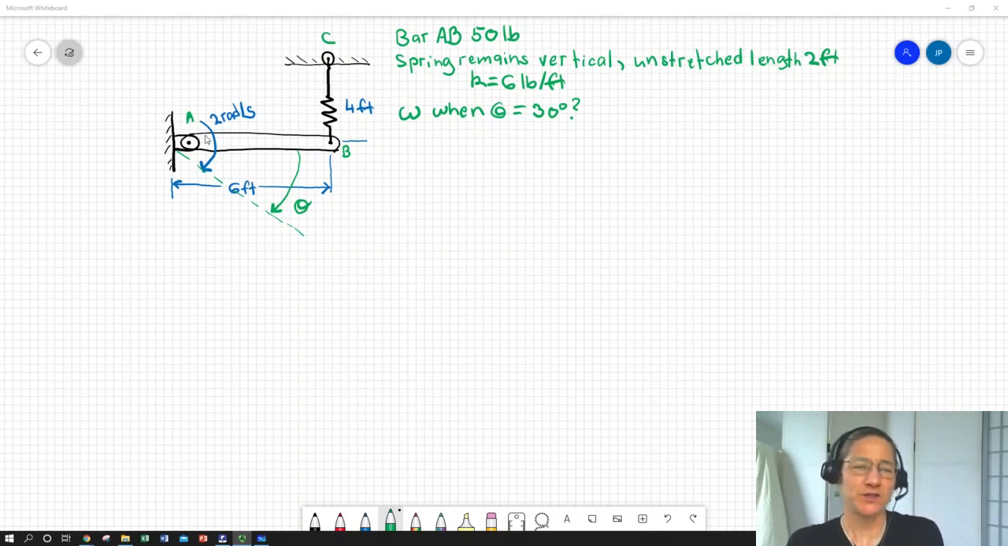We have a second problem in our energy balance for rigid body planar motion, and this is kind of a complement to the one that we just completed. We've got a rigid body. In this case, it's a slender bar, a rod, and it's uniform. So we can assume that its center of mass is at its geometric center, which would be 3 feet over from the hinge at A. And it's being supported by a hinge on its left-hand side, and then by a 6 pound per foot constant spring on its right point.